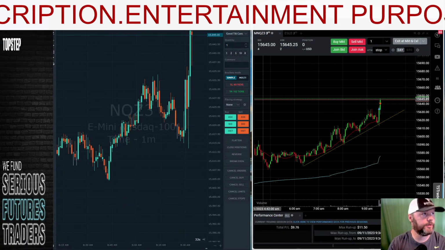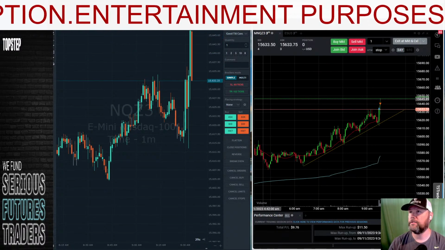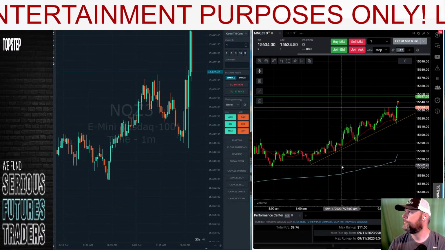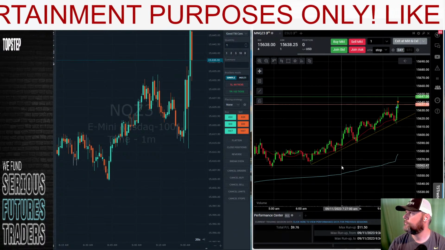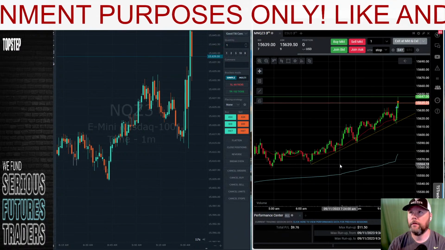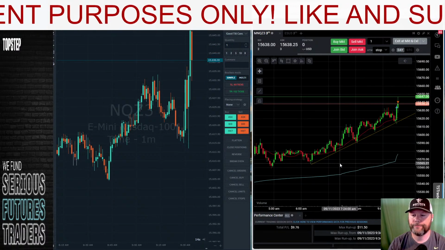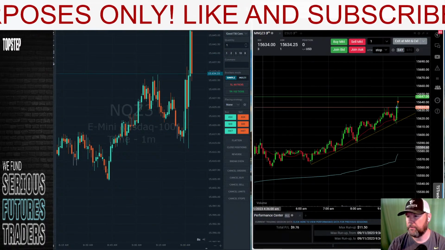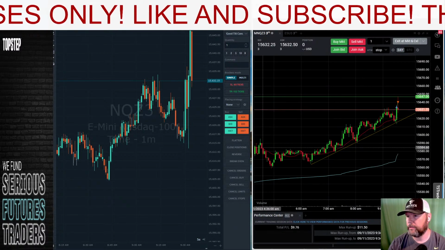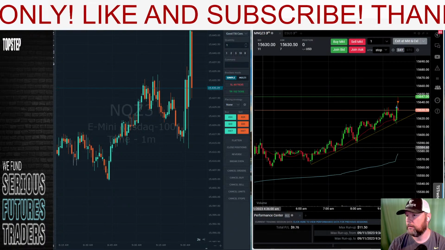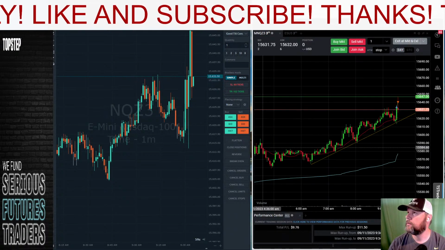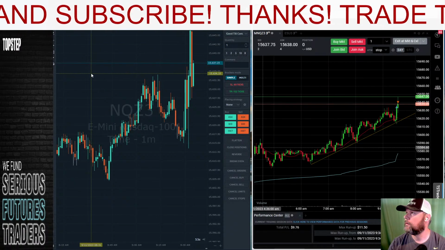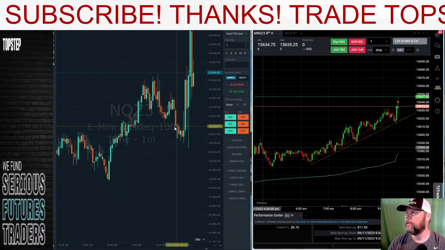ES pushed up into that 43 area, kind of losing a little steam there, pulling back now. Pulling back into the 40. Let's kind of look and see here. We've got a pivot point to the downside at 581, pivot point to the upside at 668. Starting to push again here.